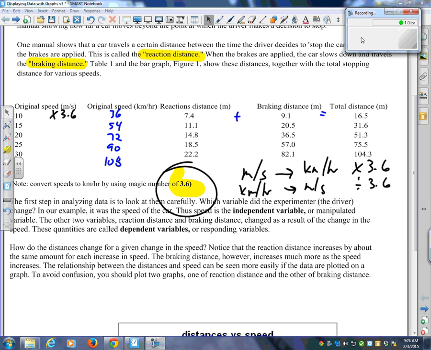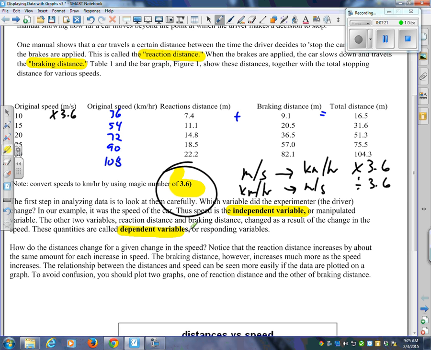Okay, so we're analyzing data. Which variable did the experimenter or the driver change? In our example, it was the speed of the car. Thus, speed is the independent variable. Have you heard that term before? You probably have. And again, this is all graph review. I just want to make sure that everyone's got these skills so we can move forward. Independent variable, or the manipulated variable. Now, the other two variables, reaction distance and braking distance, changed as a result of the change in the speed. These quantities are called the dependent variables.